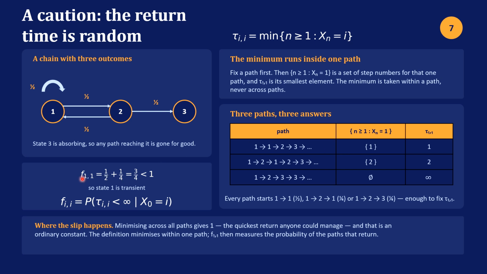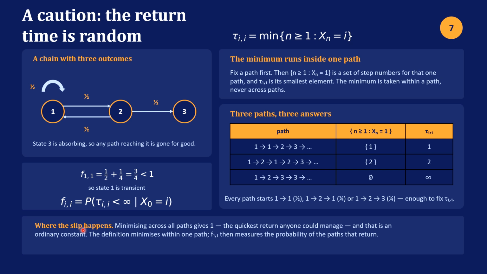So we can compute F11. That's the probability that tau 1,1 is less than infinity, given that x sub 0 equals 1. So it's either 1/2 when you fall into this pattern, or 1/4 when you fall into the second pattern, and you add those two, and so it's 3/4, which is less than 1. You don't deal with the third pattern because we're looking for when tau is less than infinity. So since F11 is less than 1, state 1 is transient.